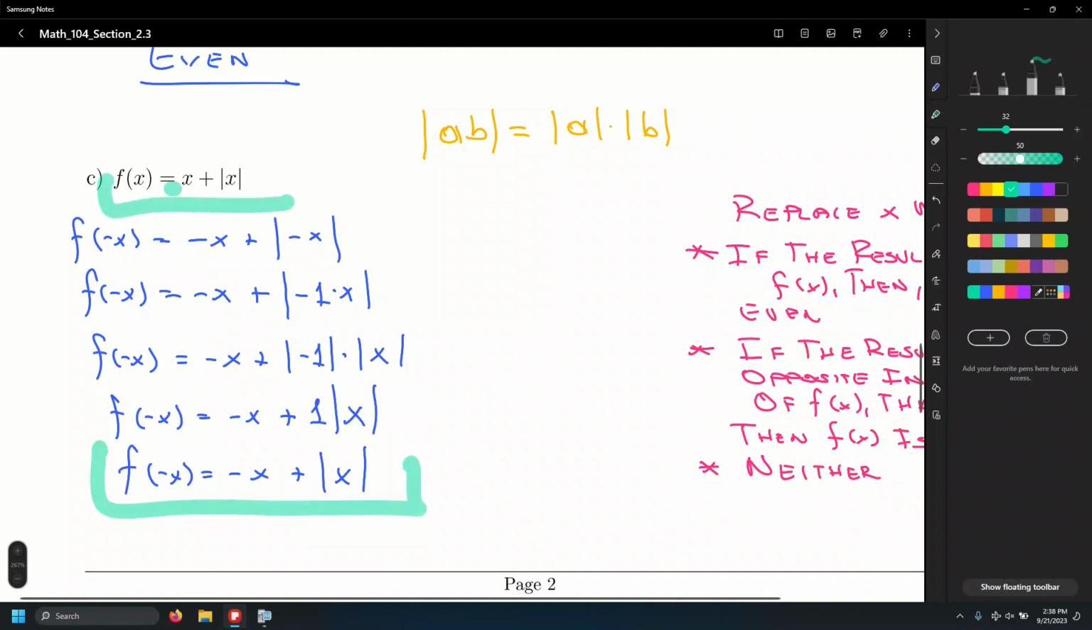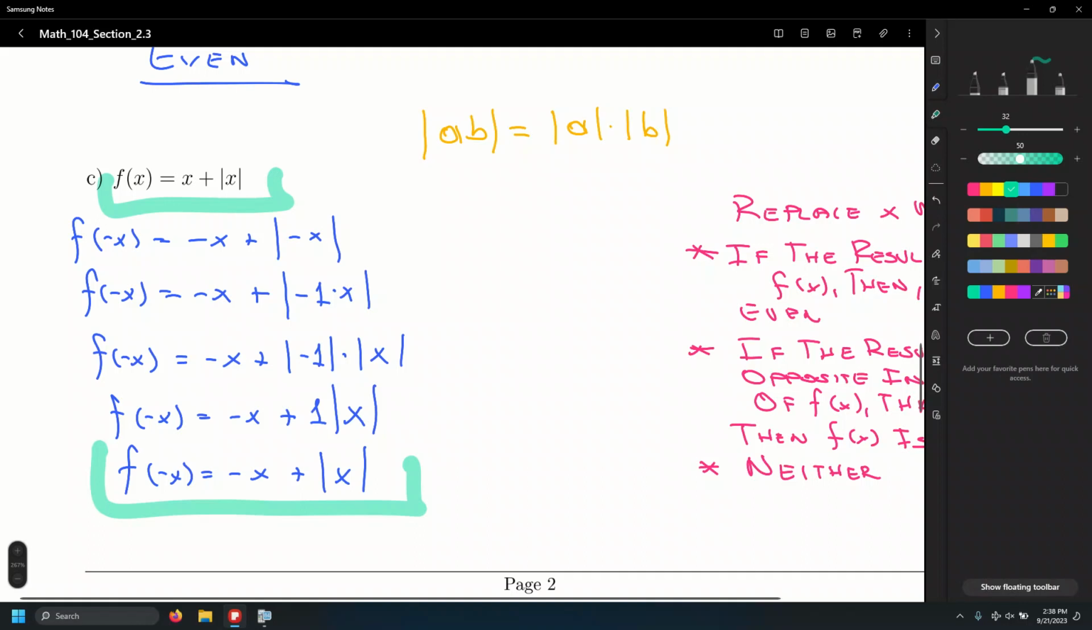Now, compare this result here with that result there. How are they related? Are they the same result? Are they opposite in sign? I mean, is the whole thing opposite in sign? No. Not the whole thing, right? It's only the first term, the one that is opposite in sign.